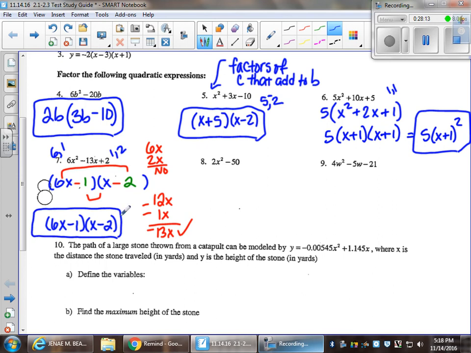If that hadn't worked, I do have other factors of 6. I could have tried 3 and 2. So keep that in mind if this may have more than just one set of factors.